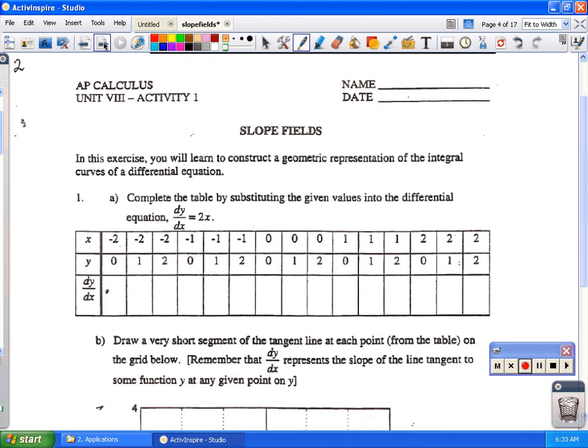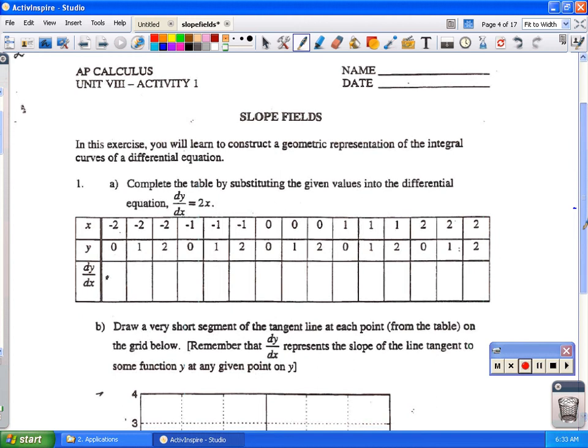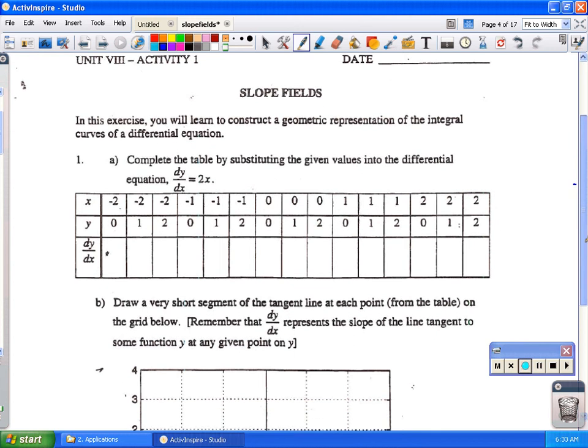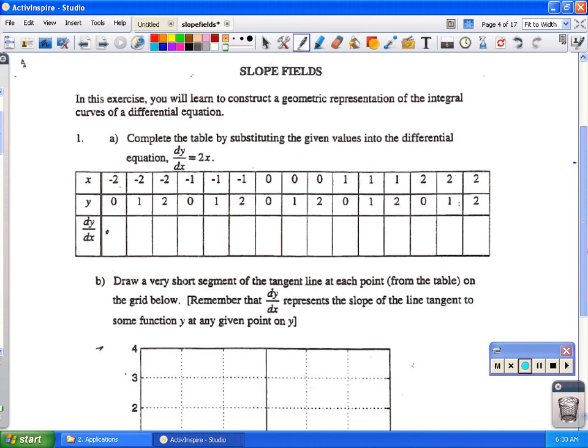This is a page in your packet, so please find this page, and if you're at home watching this video and you're not in class learning this, what I'd like for you to do is to complete this page, pause the video while you complete the page, and then resume the video, and I'll go over it with you. But let me make sure you understand what you're doing here. You have been given a differential equation. So this is a derivative, and as you know, this derivative belongs to a family of functions. So we could separate, integrate, and get a family of functions that all have this derivative.